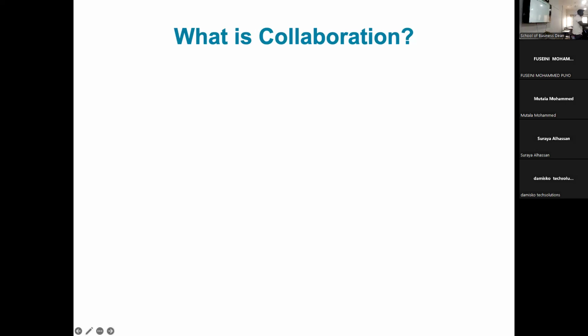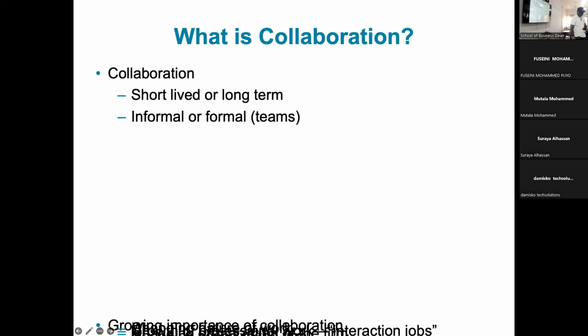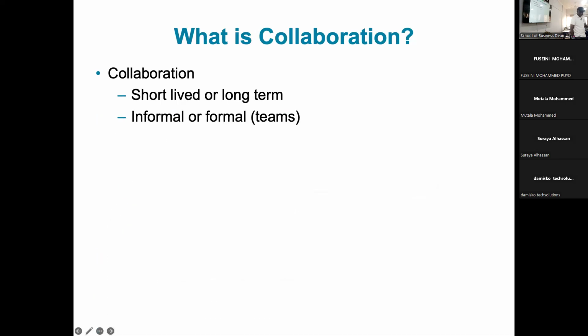Collaboration means to collaborate. Two or more people working together. It can be temporary or permanent, short-lived, long-term, formal or informal. The importance of collaboration, we all know it. Based on the nature of our work, we have to collaborate, depending on the scope of the organization we work in.